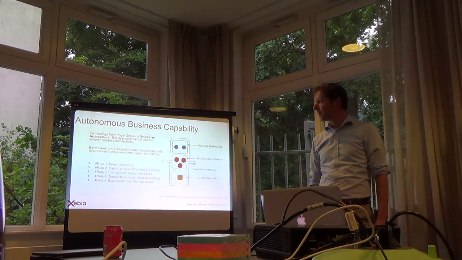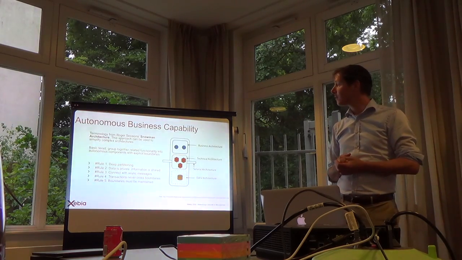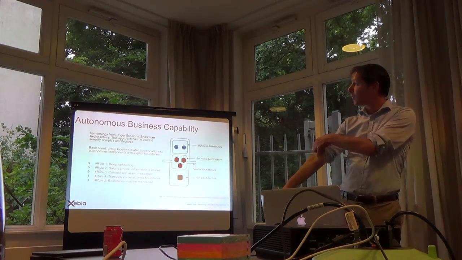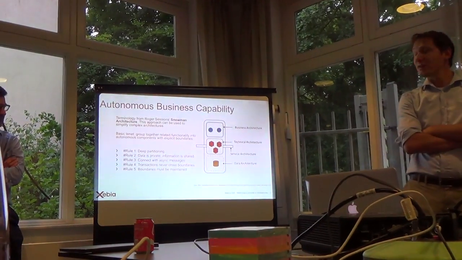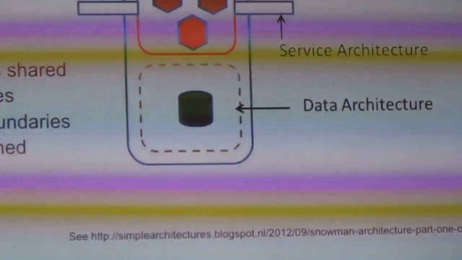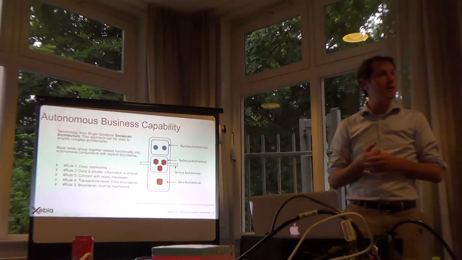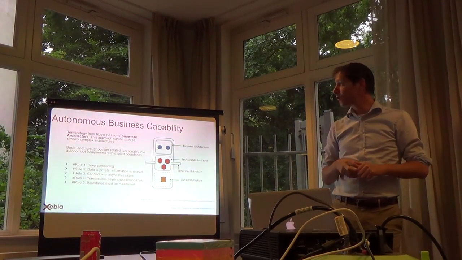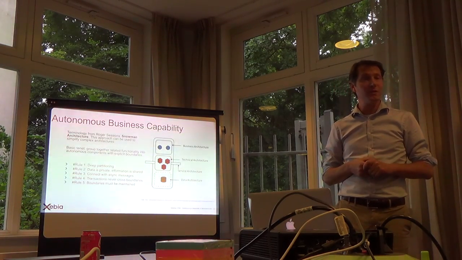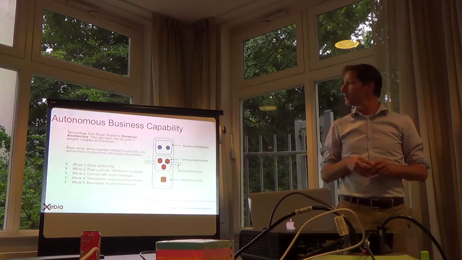This comes from a thing called the Snowman architecture by Roger Sessions. He came up with this item called autonomous business capabilities, ABCs, which is a very interesting concept. So we're talking about concepts now, concepts that we're using in identifying our services. Autonomous business capability is one of the key concepts, next to the other one, which is the bounded context of domain-driven design.